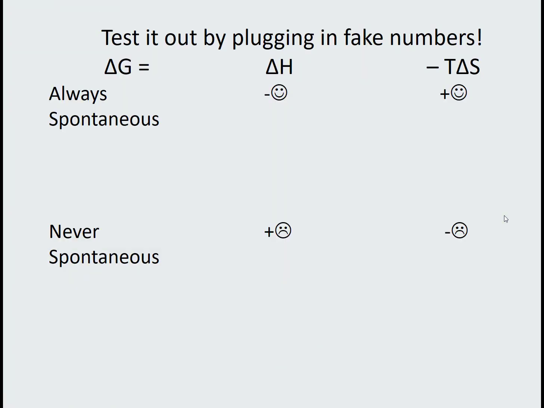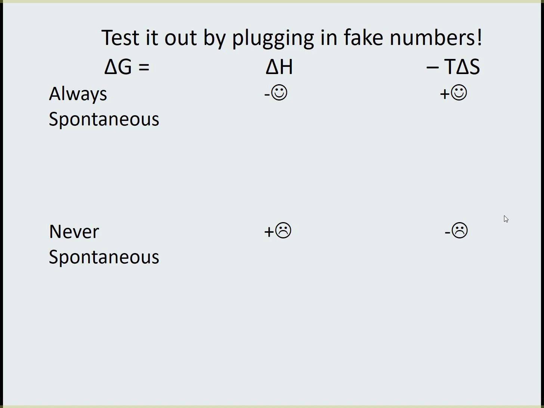You can always try to figure out if it's spontaneous or not. So if you didn't want to memorize the chart, which I highly recommend, you can plug in some fake numbers just to see what would happen. So in this first case, you have an exothermic reaction, so you have a negative delta H, and you have a positive delta S.